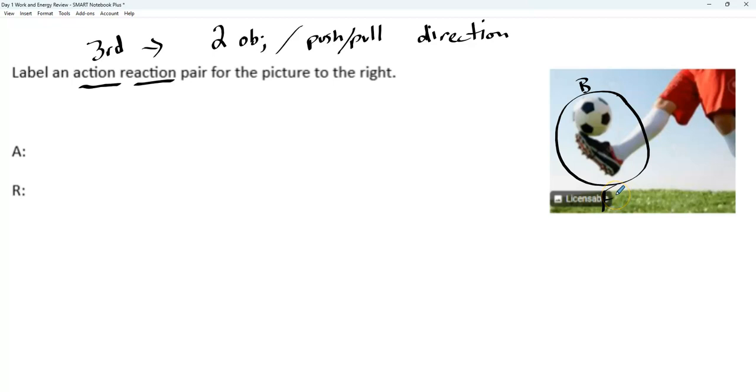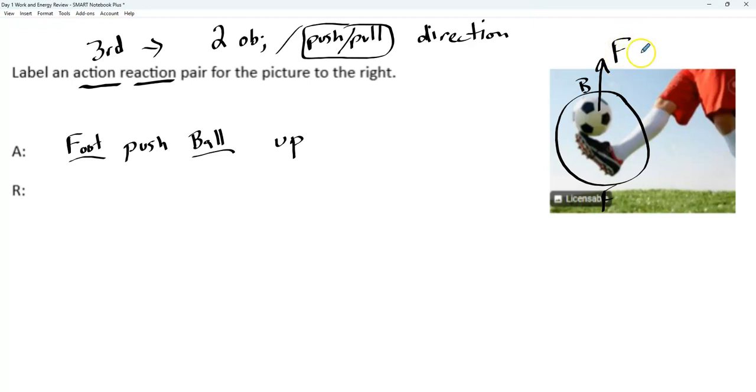All right, and they are interacting, they're pushing on each other. So the thing that I would probably start with is the foot. So I would say the foot, and we just need a push or a pull. So you just pick one of those two verbs. So I would say the foot pushes the ball. So the two objects, the foot and the ball, and the direction that the foot is pushing on the ball, I would describe here in this picture as up. Okay, so the foot is pushing on the ball going in the upward direction.